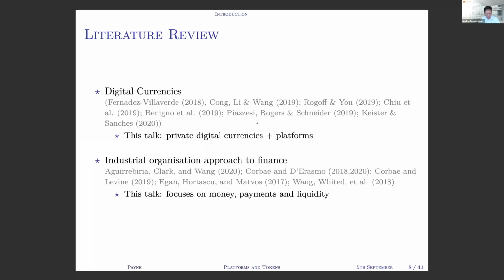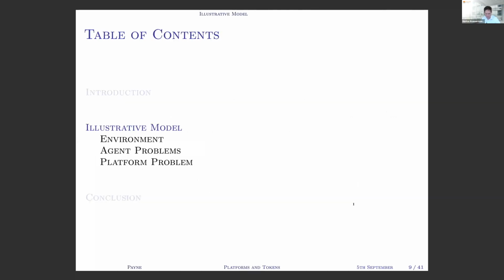And then broadly, there's been a push to try to have more of an industrial organization approach to finance, and you can see that in some of those papers there. If you're interested in that more broadly, but I think a lot of them don't focus on money specifically, which is what we're thinking about in this project. Okay. All right, so let's have a look at this model then.